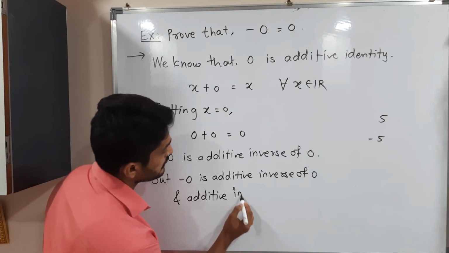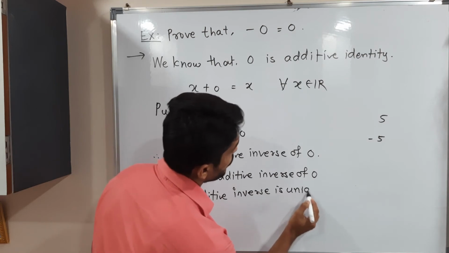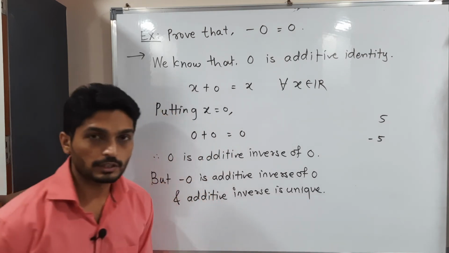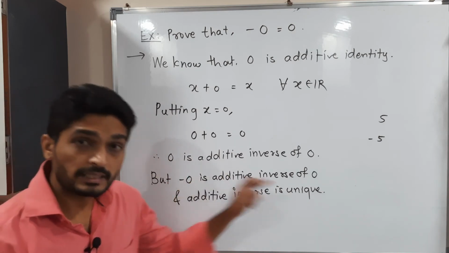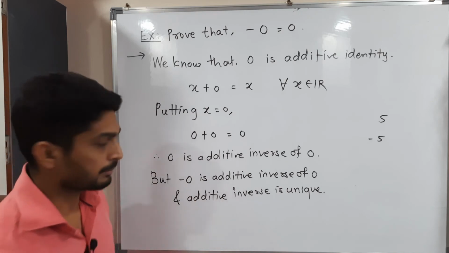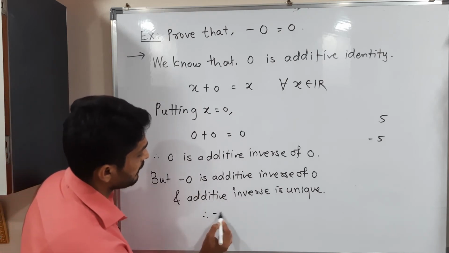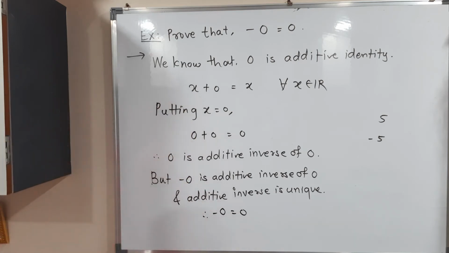Additive inverse is unique. That means there is only one additive inverse for each element. Here we are saying 0 is the additive inverse. Here we are saying minus 0 is the additive inverse. But the additive inverse is only one. So that's why both of them are same. So therefore this minus 0 is same as this 0. So in this way we have proved this example.